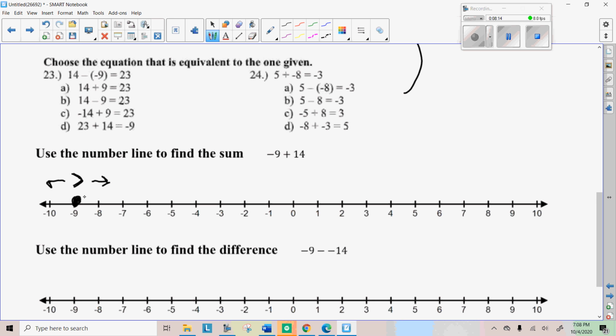So I'm adding a positive, so I need to go 14 this way. 9 gets me back to 0. So I still have to go 5 more, right, to get to 14. So my answer is 5.